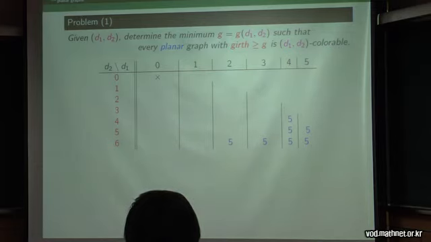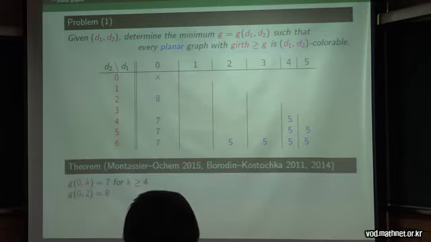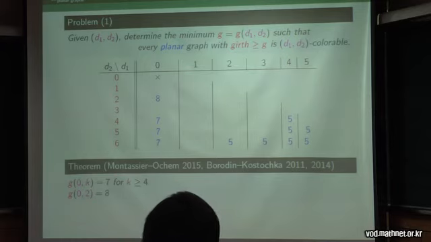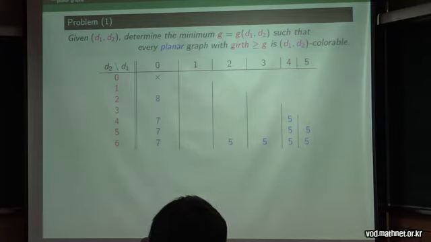And then we want to focus on this column, the first column. There was this result. Borodin and Kostochka, in a series of two papers, and also Montassier and Ochem, were able to determine the values of (0, 2) and (0, 4), everything. So these two values are still unknown, or were unknown. And this was the state of the art of the question when I got to know this problem.